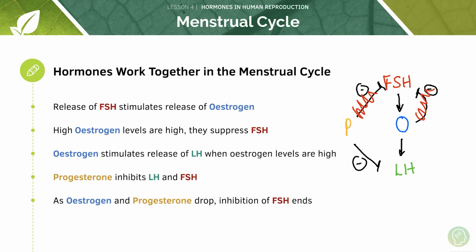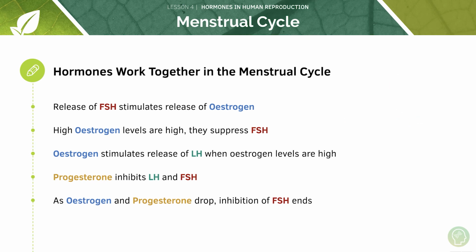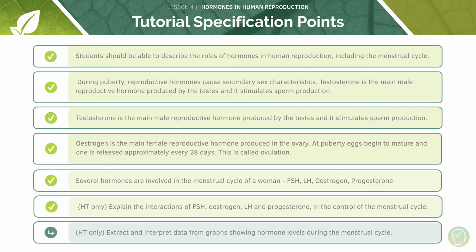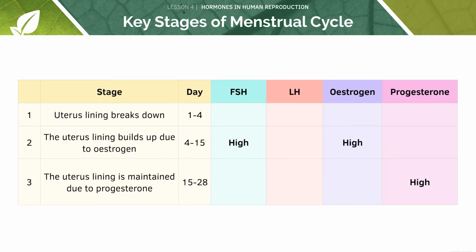So definitely try to draw out a diagram like this to summarise it, because I think it makes it a lot clearer in your head. And maybe even rewind the video and watch that back again, because it makes beautiful sense when you put it into a format like that. So the reason why you need to know this is because they might ask you to extract and interpret data from graphs showing hormone levels during the menstrual cycle.